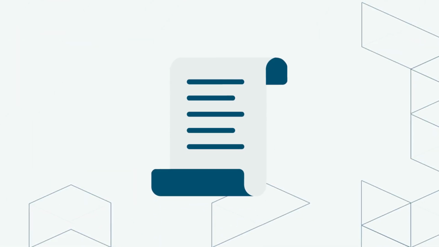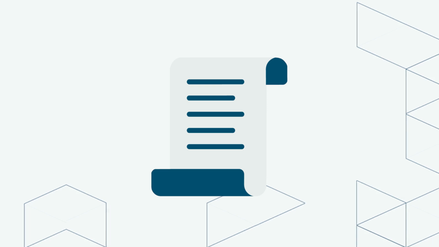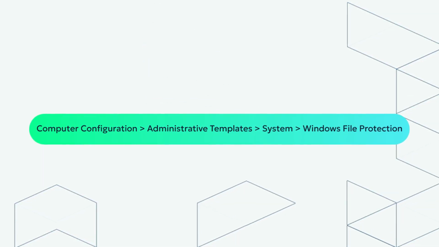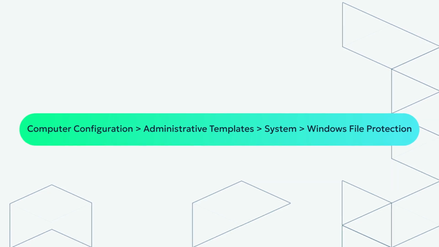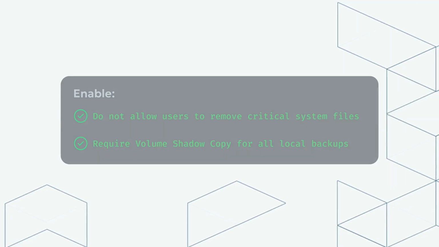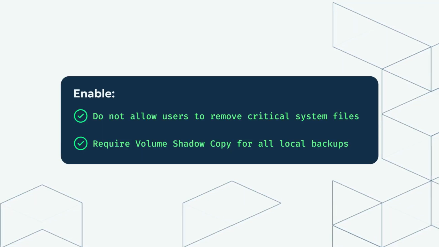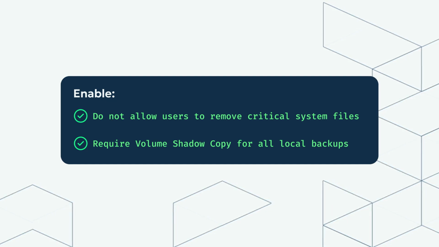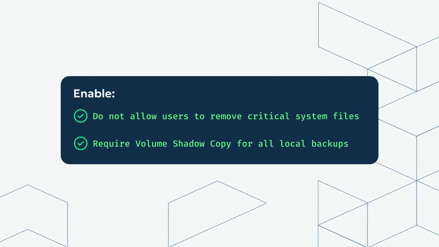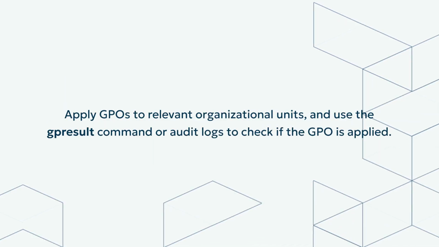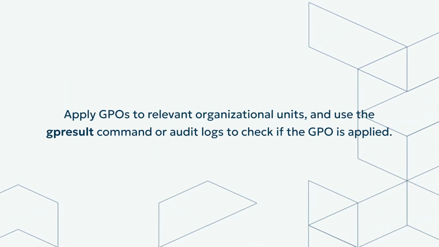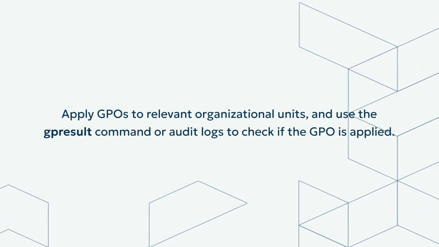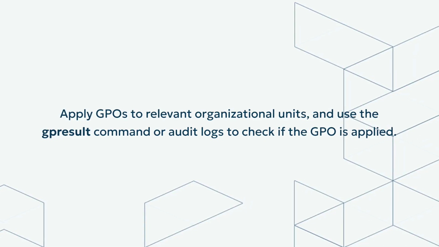For our fourth method, open Group Policy Editor and navigate to Computer Configuration, Administrative Templates, System, Windows File Protection. Enable Do Not Allow Users to Remove Critical System Files, and Require Volume Shadow Copy for all local backups. Apply GPOs to relevant organizational units, and use the gpresult command or audit logs to check if the GPO is applied.